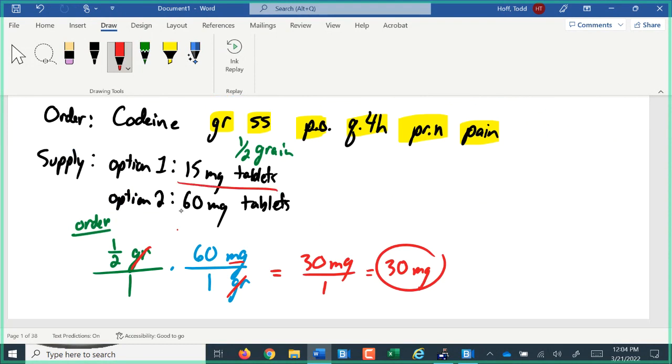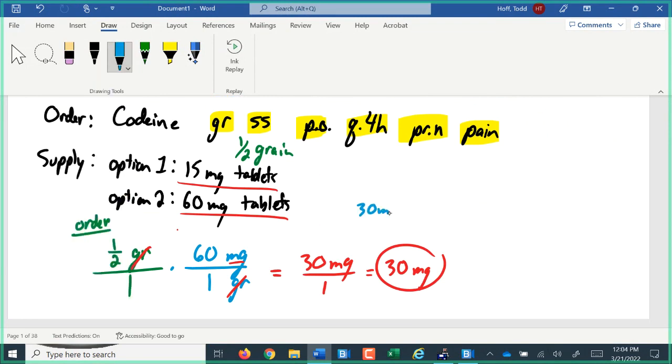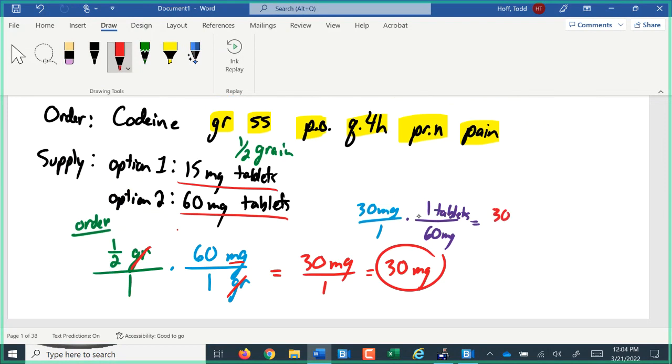Looking at my options up here, the 60 milligram tablets are too big. I would be literally administering 30 milligrams over 1 times 1 tablet over 60 milligrams. If I calculate that out, I get 30 tablets over 60. Milligrams cancel out. Or 1/2 of a tablet.